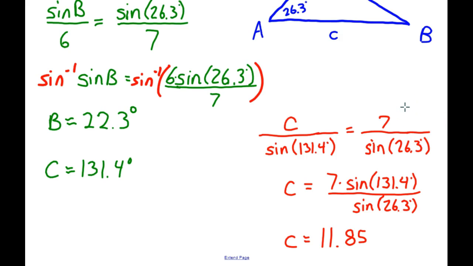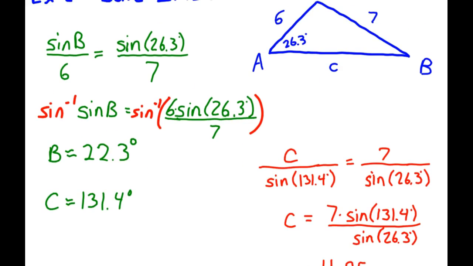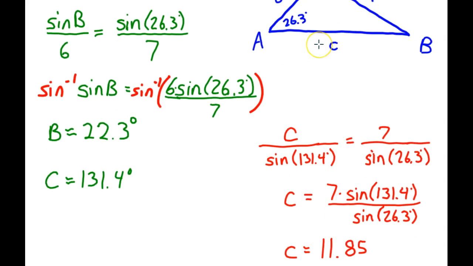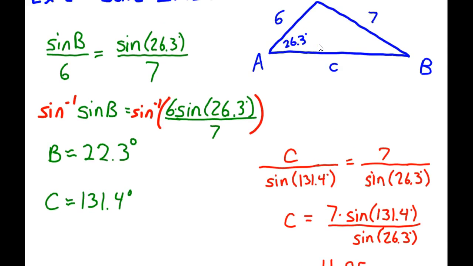Again, you could check to make sure your results are reasonable. Our smallest angle is angle B, so that should be opposite the shortest side, which is 6. The longest side was C, which is 11.85. That should be opposite the largest angle, which it was, 131.4.